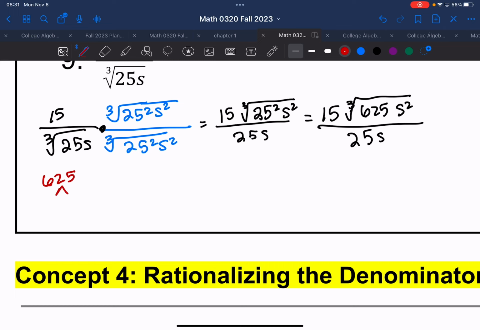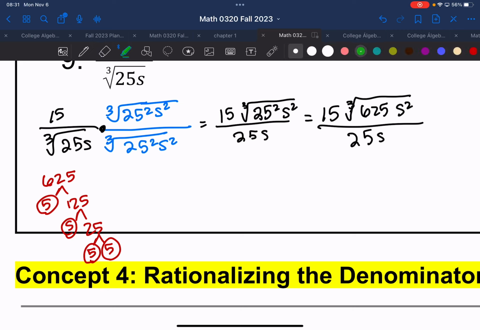The first prime number that goes into 625 is 5. 625 divided by 5 is 125. And then 5 goes into 125 25 times. 5 goes into 25 5 times. So since we're taking the cube root, how many 5s are we going to pair up? 3, because it's the cube root.